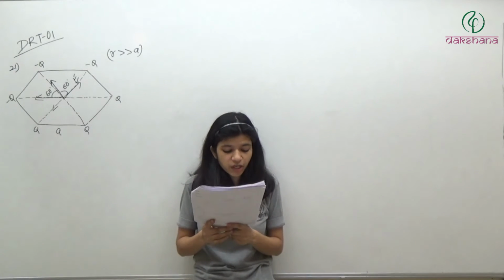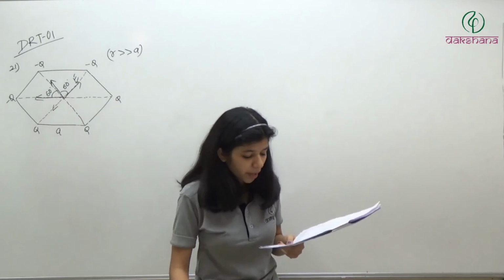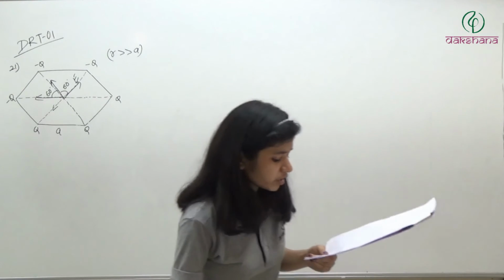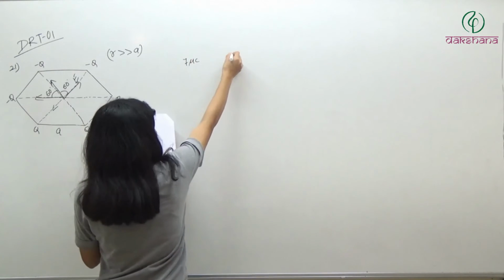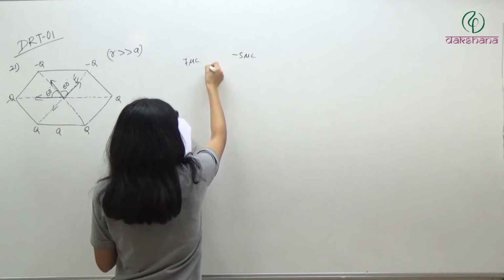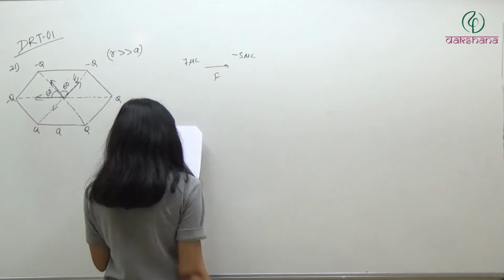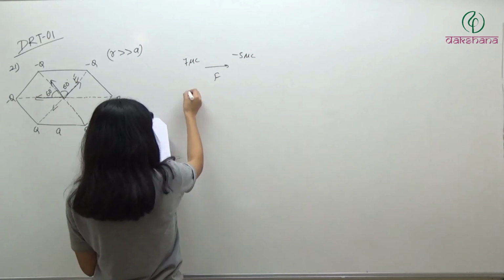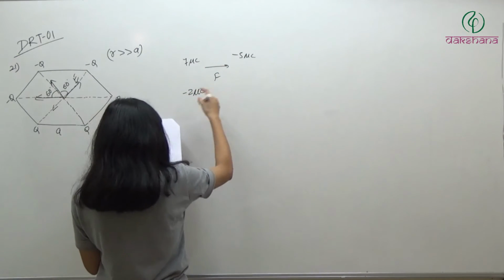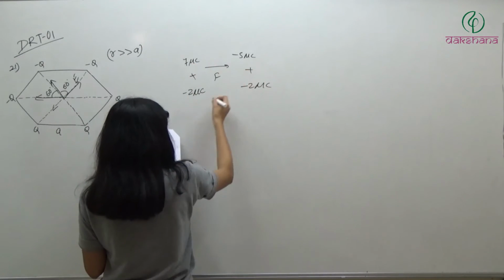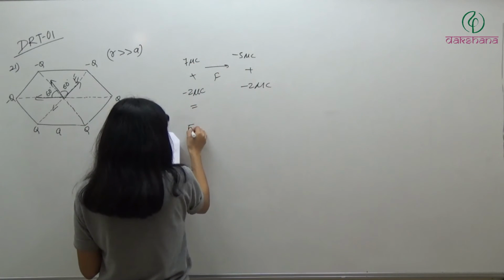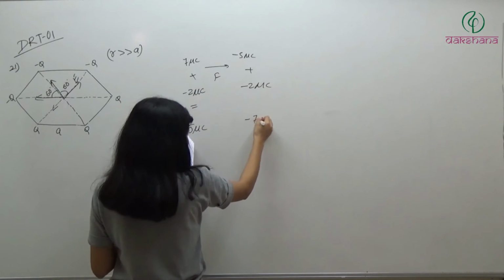Question number 27, two balls carrying charges +7 microcoulomb and -5 microcoulomb attract each other with a force F. So we have 7 microcoulomb and -5 microcoulomb. They are attracting each other with a force F. If a -2 microcoulomb is added to this as well as this, so now net charge will be equal to 5 microcoulomb and -7 microcoulomb.